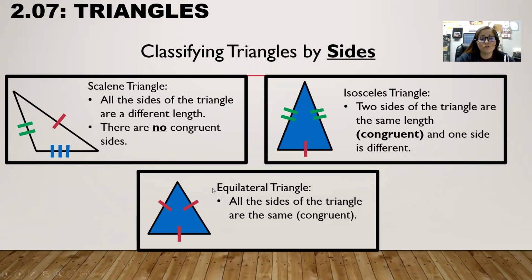An equilateral triangle, think of equilateral sounding like equals. All of the sides of this triangle have to be the same, or congruent. So they would all have to be equal to 2, or they would all have to be equal to 10. They all have to have the same measurement. Okay.